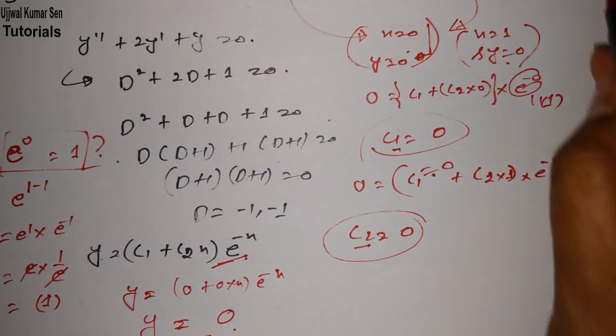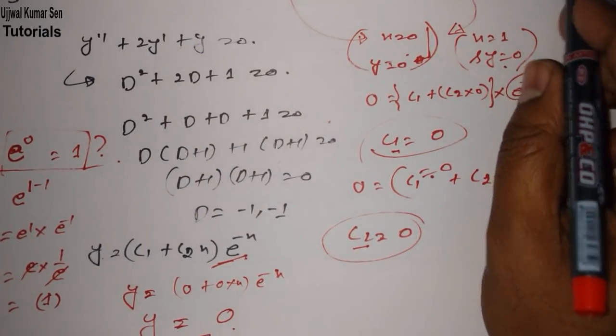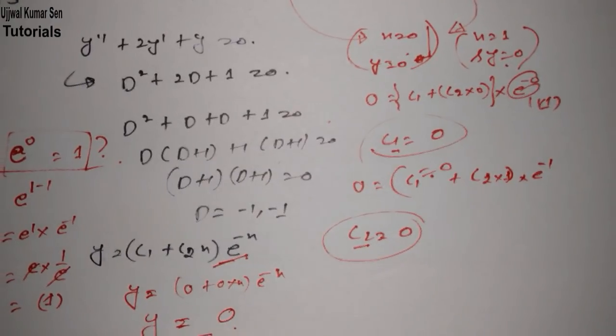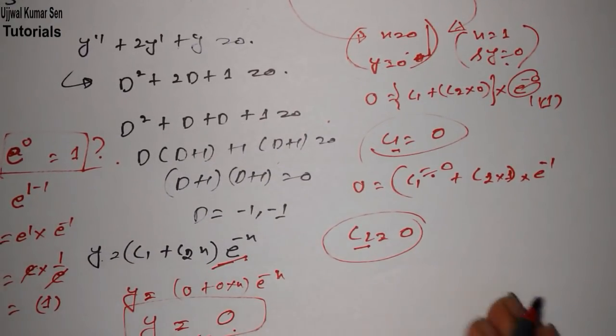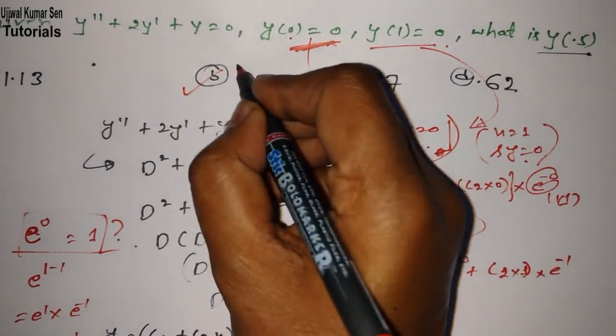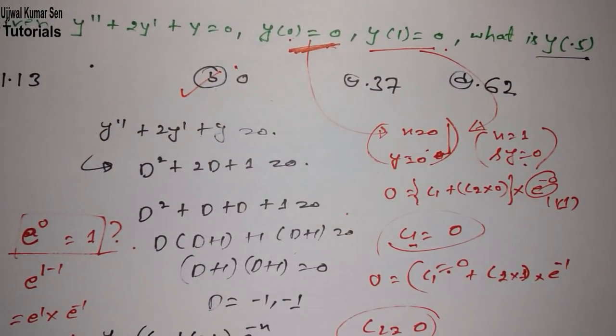Now we have to put 0.5. So y at 0.5 is equal to what? Because we are not getting any term in x here, the answer would be 0 only. So which option is right? Yes, option B is the right option for this question.